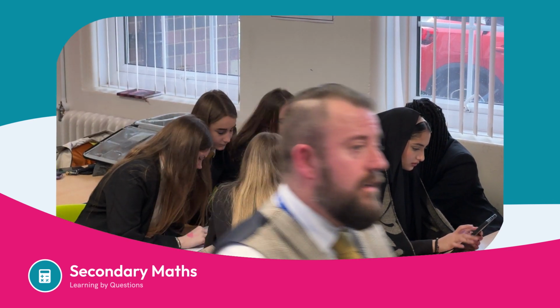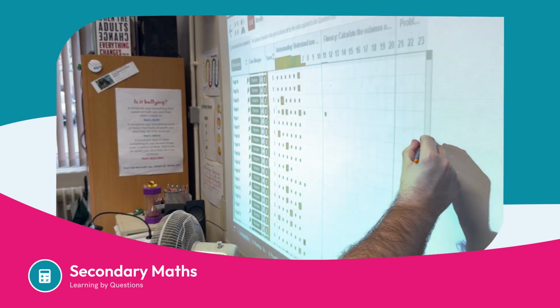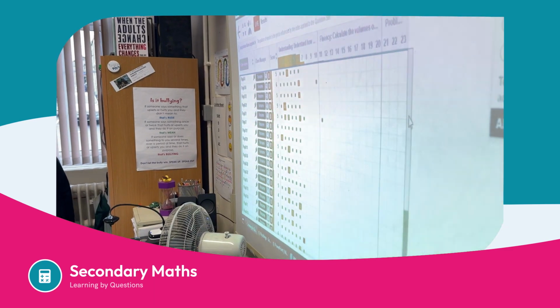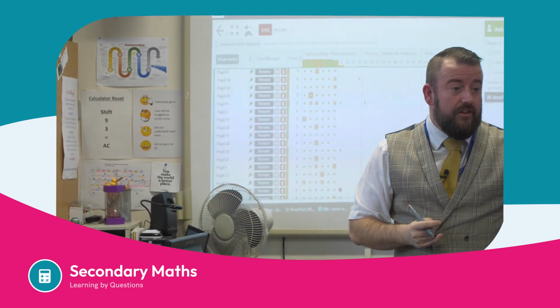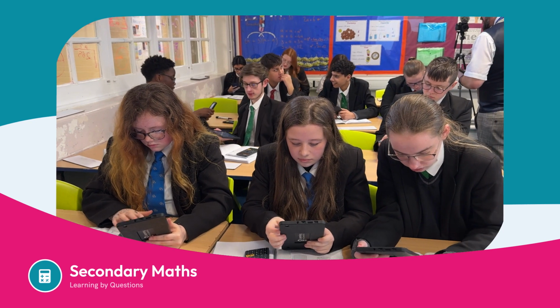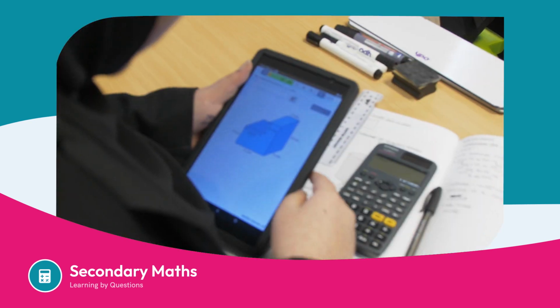Let's just have a little look how we're getting on. Wow, look at all those greens. Those greens are showing that you've retained that information. Some really good work there, Year 10. Well done. What question are you on? Well done. Speedy work.